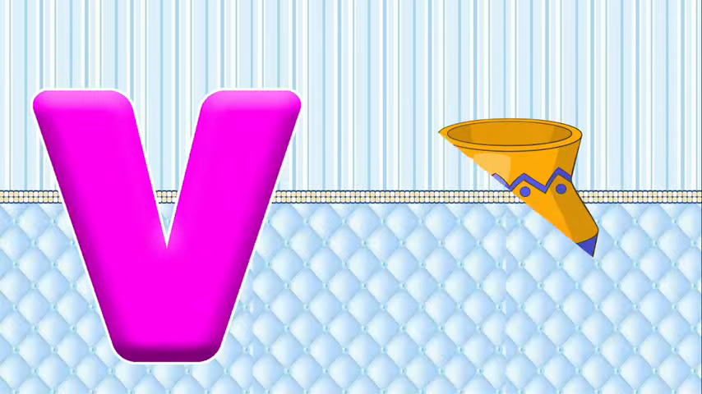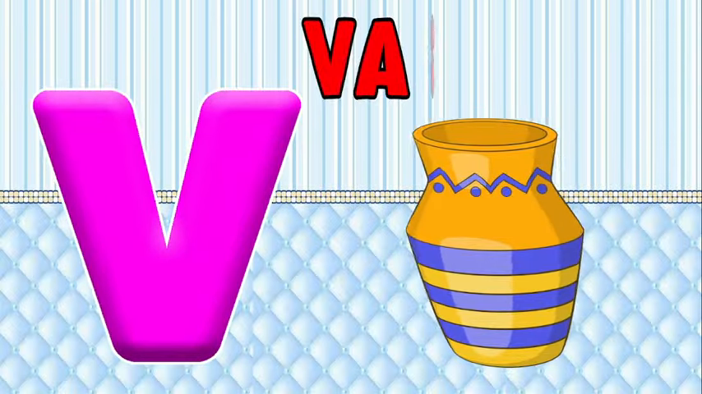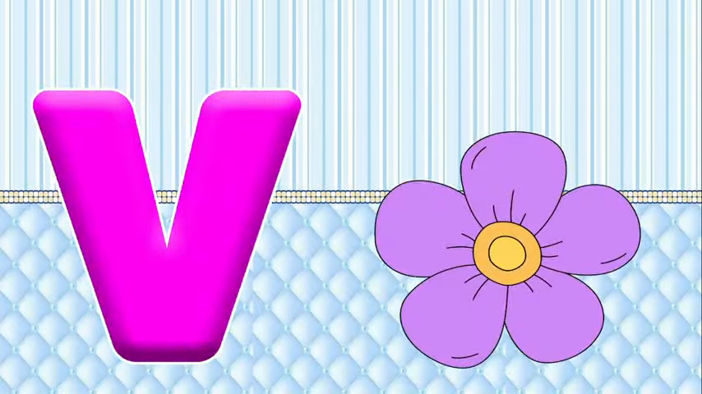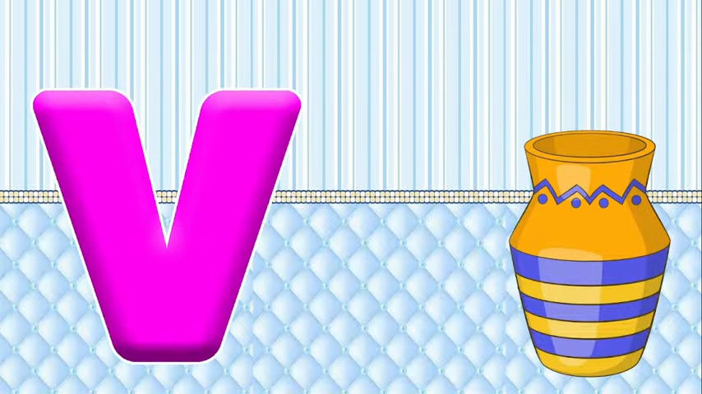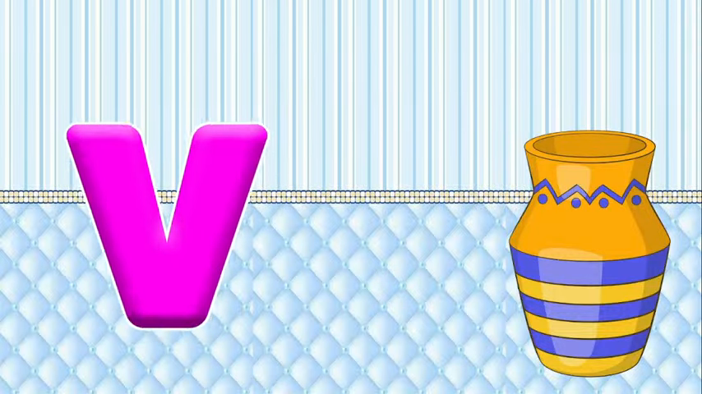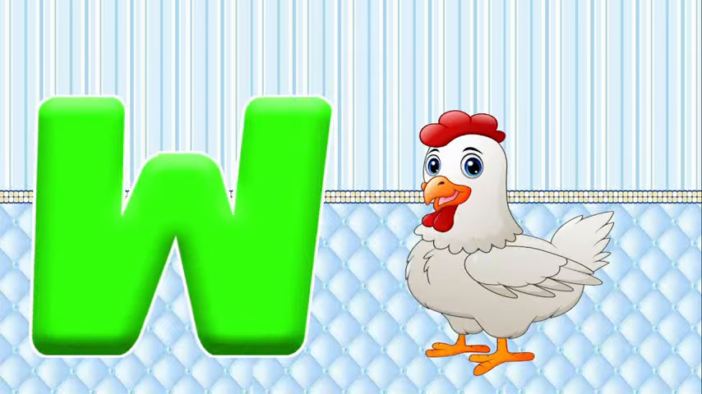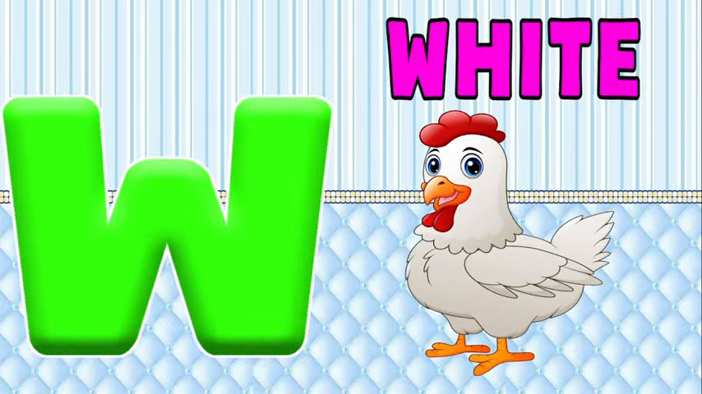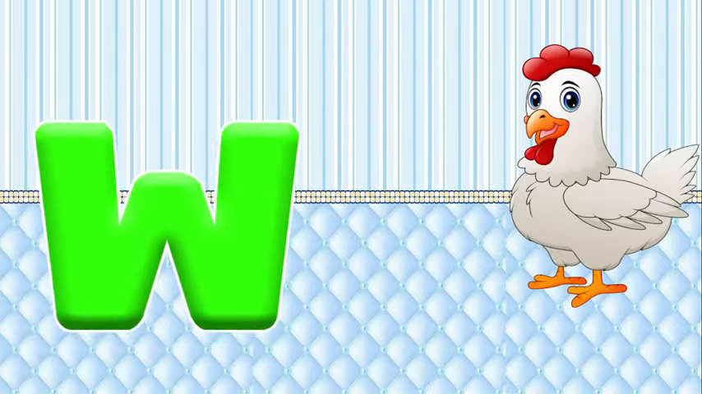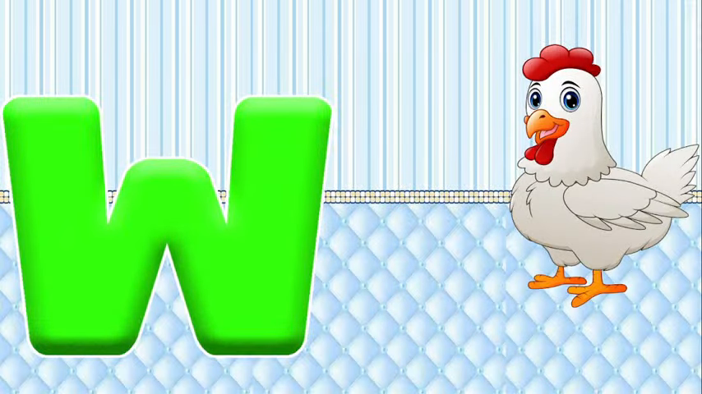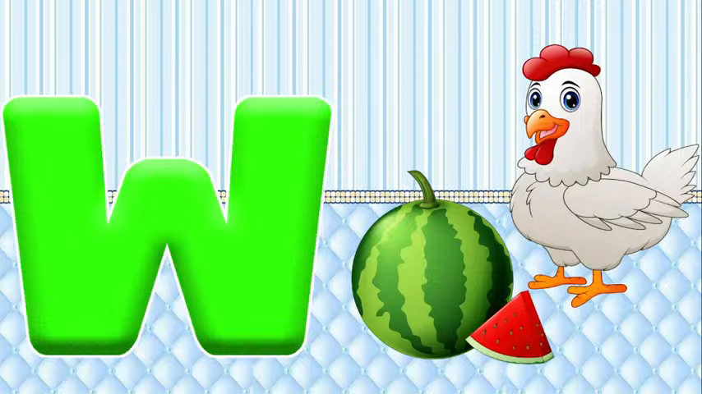V is for vase. V, v, vase. V is for violet. V, v, violet. V is for v, v, v, v, vase. V is for v, v, v, v, violet. W is for white. W, w, white. W is for watermelon. W, w, watermelon.